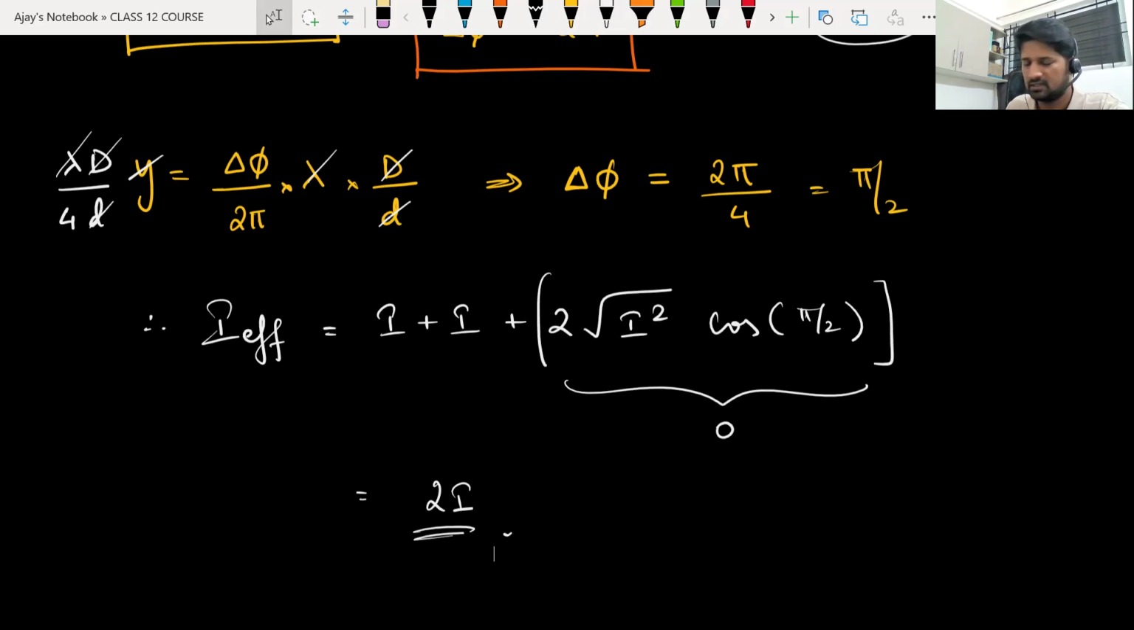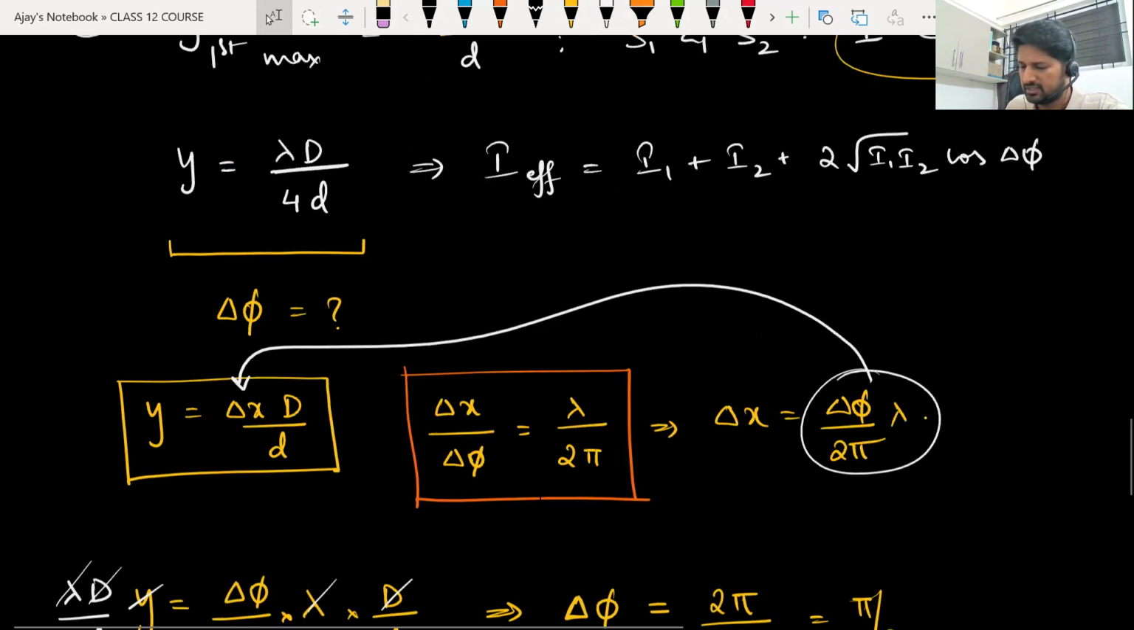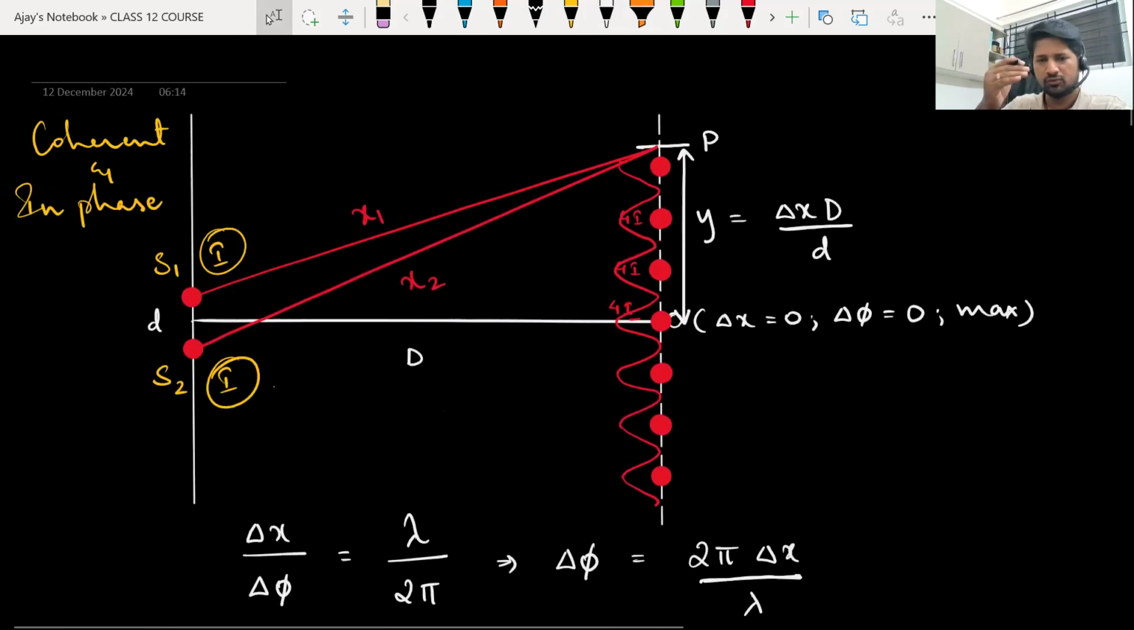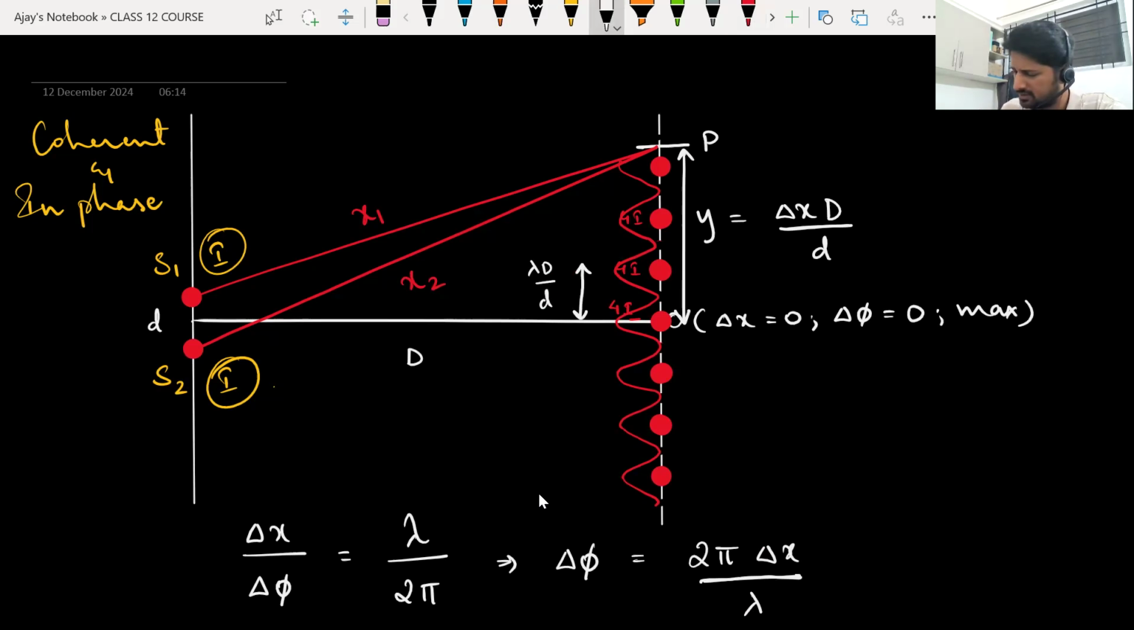Okay. So basically what we derived just now is, if sources are of equal intensities, at the central maximum, or whenever they undergo constructive interference, the intensity you get is 4I. Maximum intensity is 4I. Minimum intensity is 0. Now, the distance from the central maximum to the first point where you get maximum intensity is lambda D by small d, the fringe width.